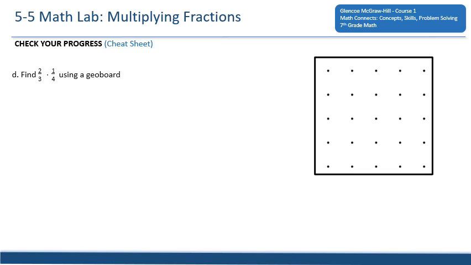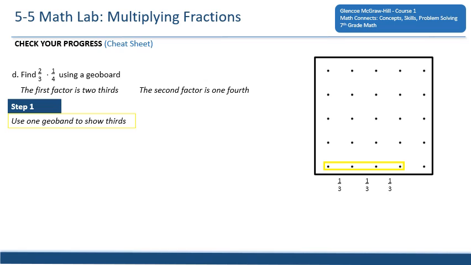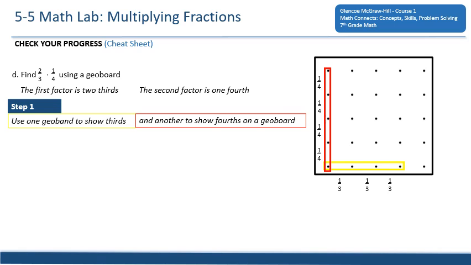Find 2/3 times 1/4. The first factor is 2/3. The second factor is 1/4. We're going to use a geoband to show thirds. So we have 3 spaces, so 1/3 each. And then another to show fourths. Going up this time, we have fourths. There are 4 spaces, and each one is 1/4 of the total.